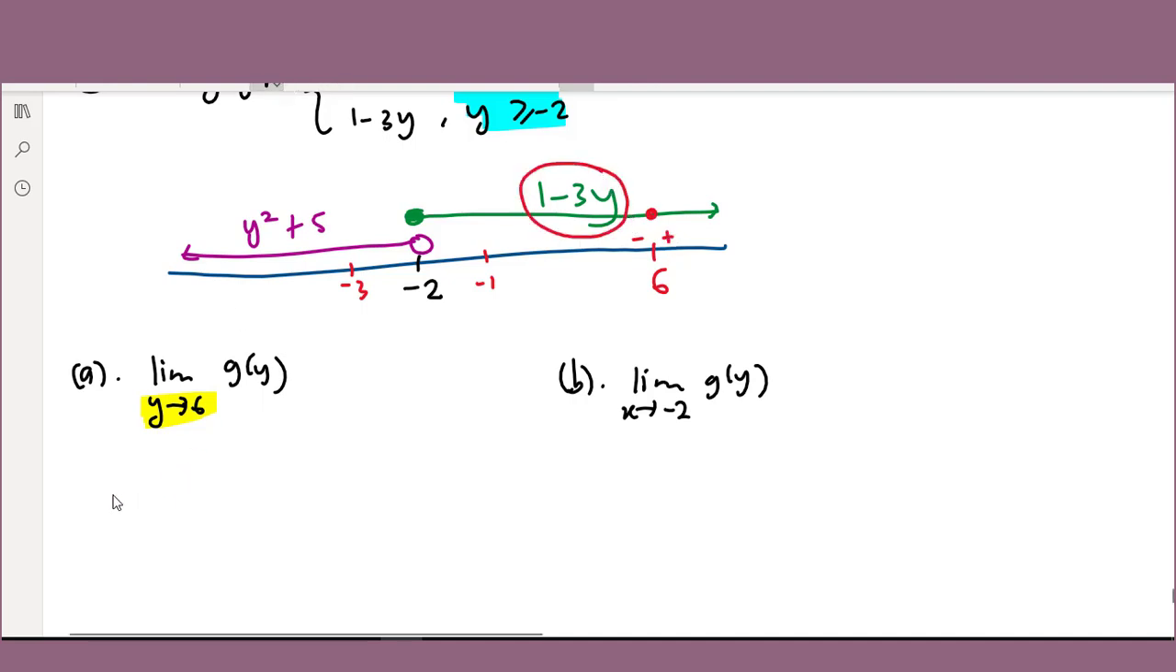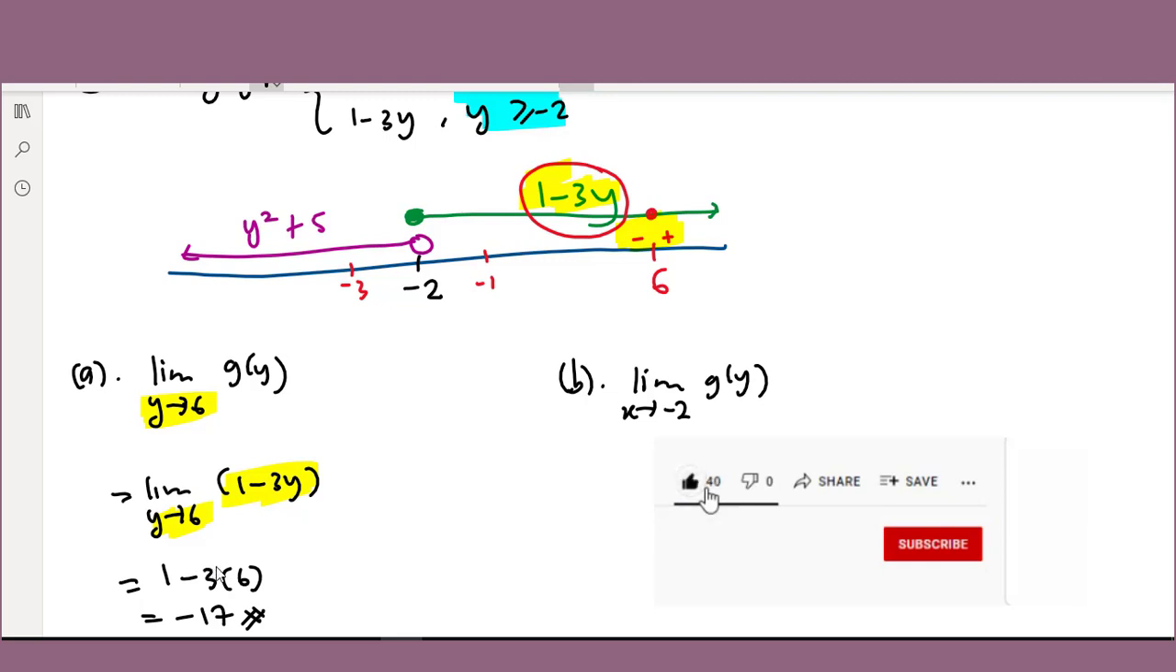The limit of 1 minus 3y as y approaches 6. We choose this one, only one function on that side of 6. As y approaches 6, we don't have to find the left and right limits. Why? Because we take the same function. Then substitute: 1 minus 3 times 6, which is 18, so it's equal to negative 17. Okay, that settles part A.